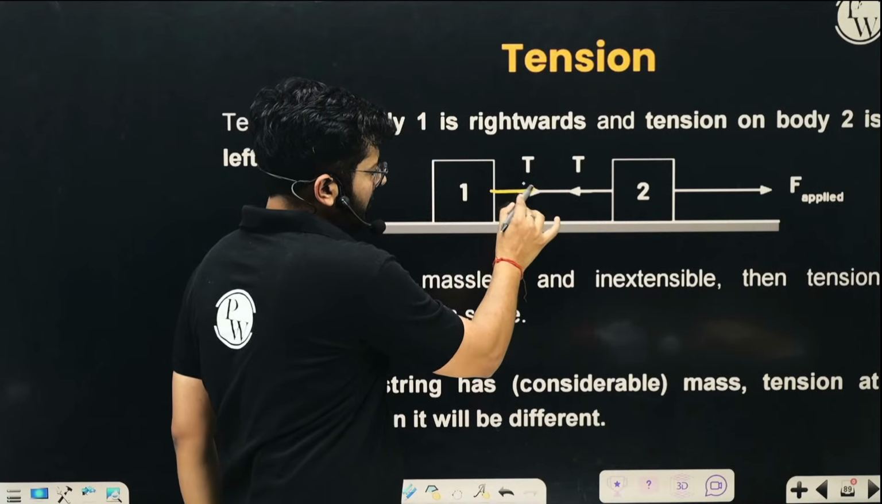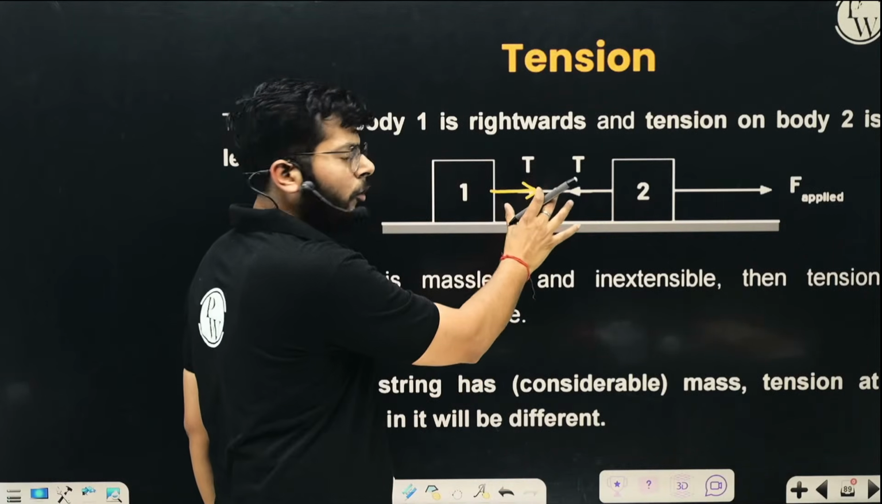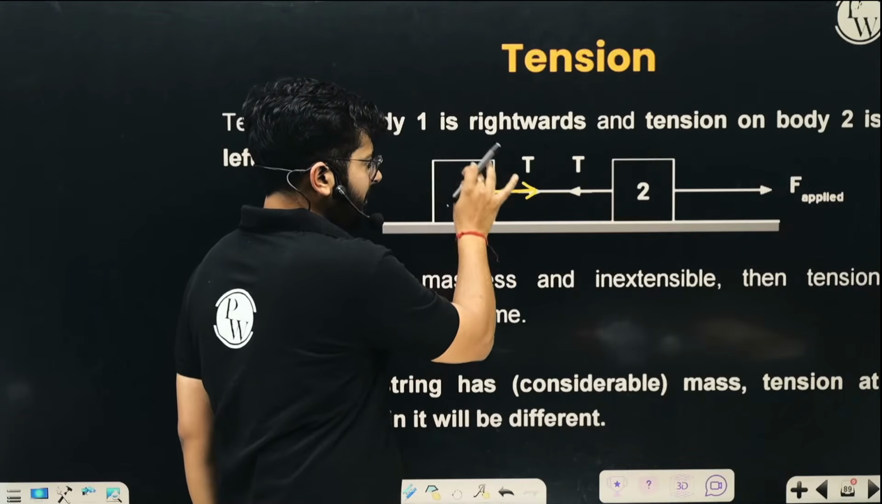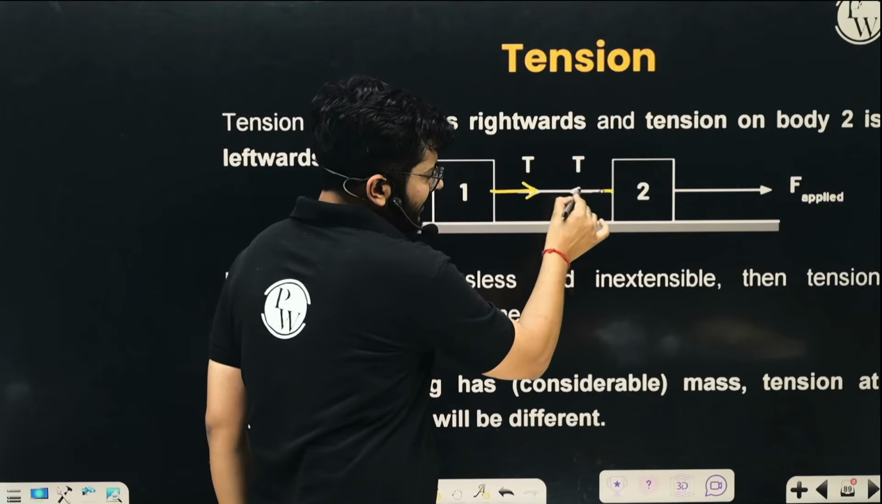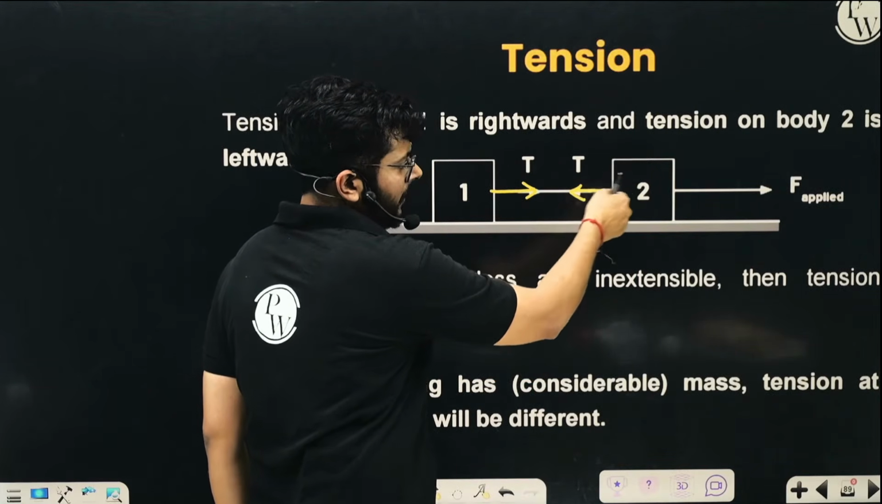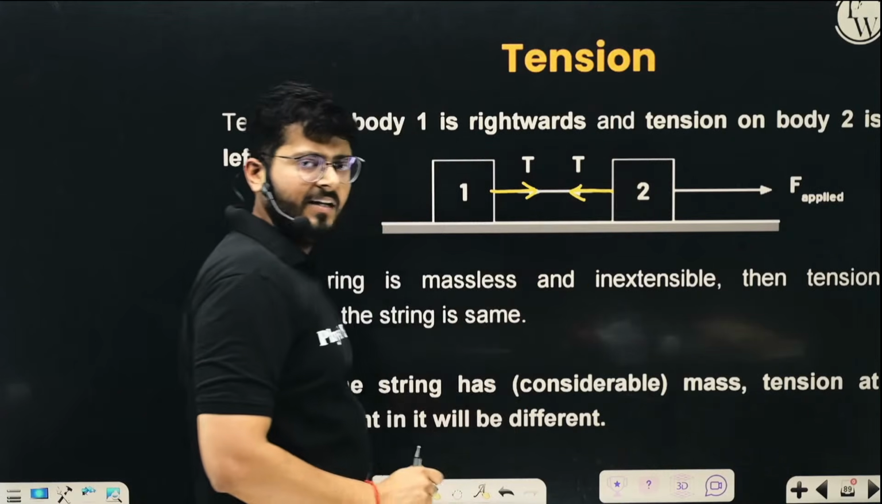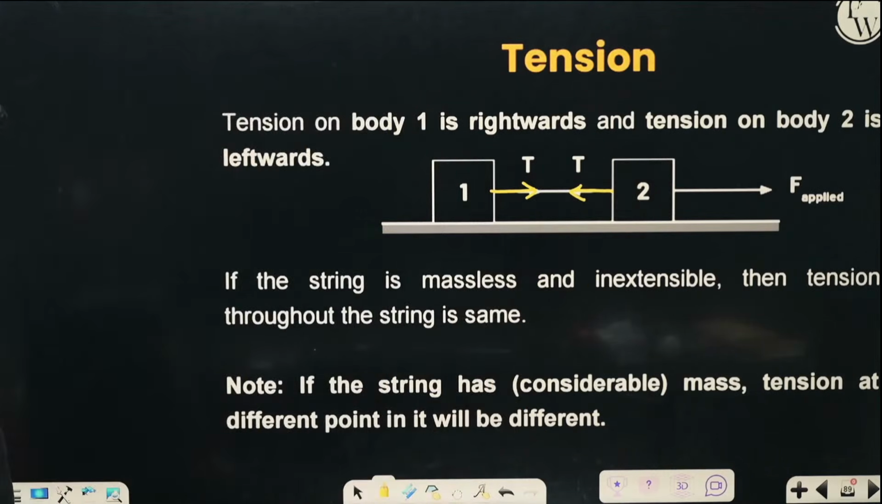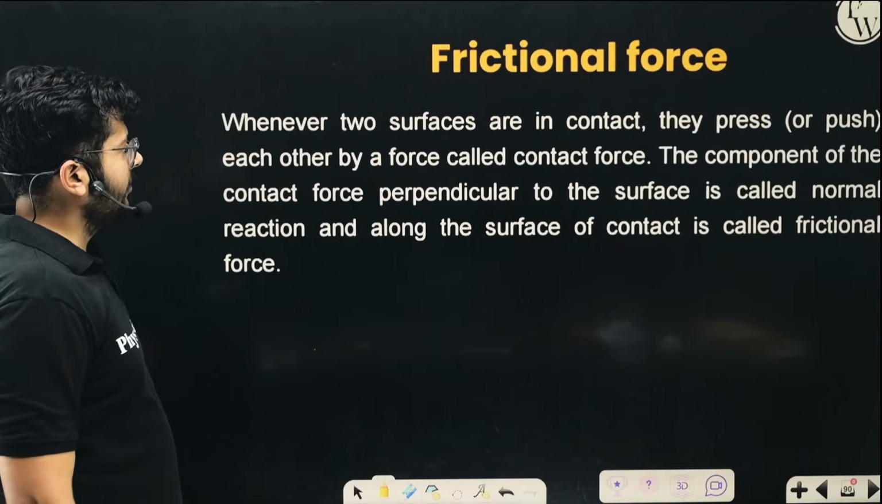This is how the tension in the rope will act on object number 1, and this is how the tension will act on object 2. I believe the idea is very clear. Okay, now let's move on and talk about the next idea.